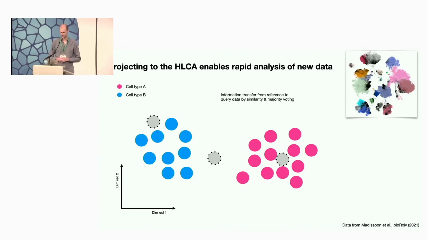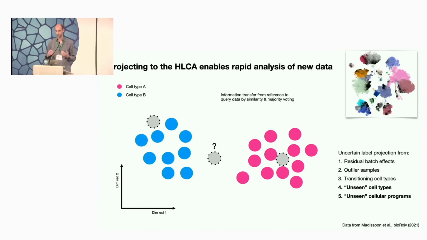But what's really interesting here is that if we are not certain, the uncertainty in the label projection is a type of outlier detection, which we can actually use to interpret our data beyond just the labels that are projected. And there are many different reasons why label projection might be uncertain. We might be doing a poor job of reference mapping, right? In this case, all cells from the new batch will have this problem, and it might be an outlier sample.